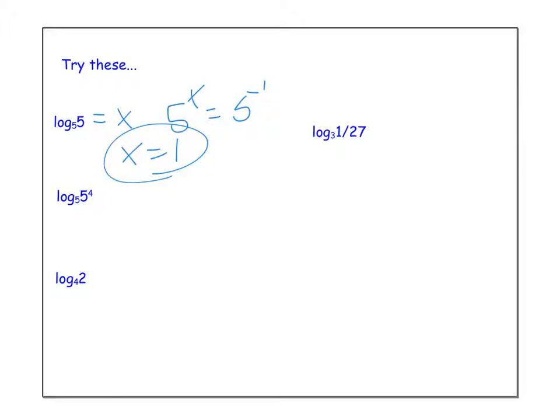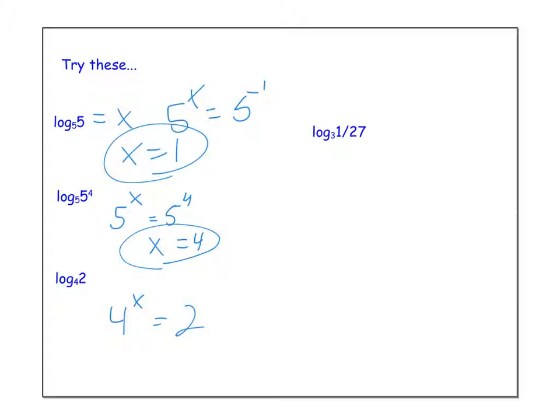Log base 5 of 5 to the 4th power. Well, 5 to what power equals 5 to the 4? Common bases, exponents equal one another. Log base 4 of 2. What power do I need to raise 4 to get 2?